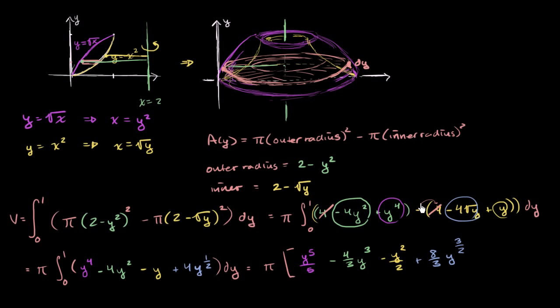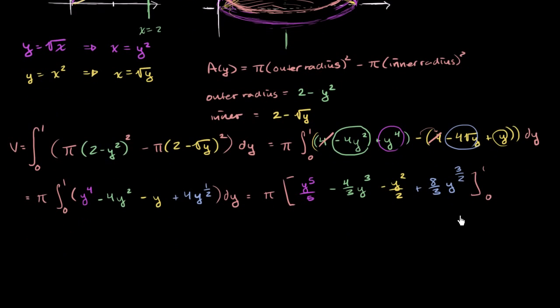And we're going to evaluate this at 1 and at 0. Lucky for us, when you evaluate at 0, this whole thing turns out to be 0. So this is all going to be equal to pi times evaluating all this business at 1. That's going to be 1/5 minus 4/3 minus 1/2. And whenever you evaluate at 1, it's just going to be plus 8/3. And let's see, what's the least common multiple over here?